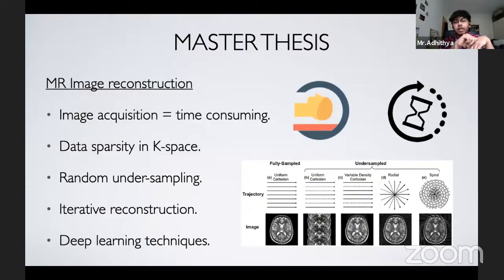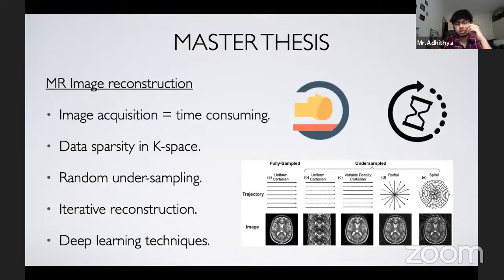The basic idea is that instead of collecting all the data points in the K-space, which I mentioned earlier, we collect only certain ones, or half of them, or collect them randomly. By doing this, we reduce scan time. When we collect the data randomly, we can reconstruct the proper image from this sparse data.